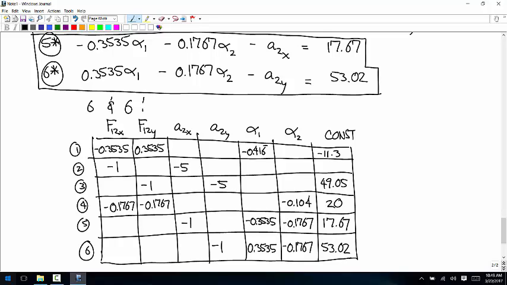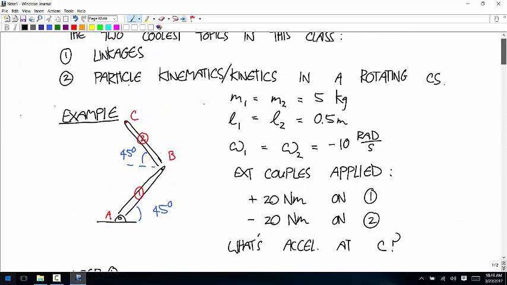Okay, well, let's finish this one on Wednesday. Any questions so far? We're trying to calculate the acceleration of that top point, that point C. That's right.